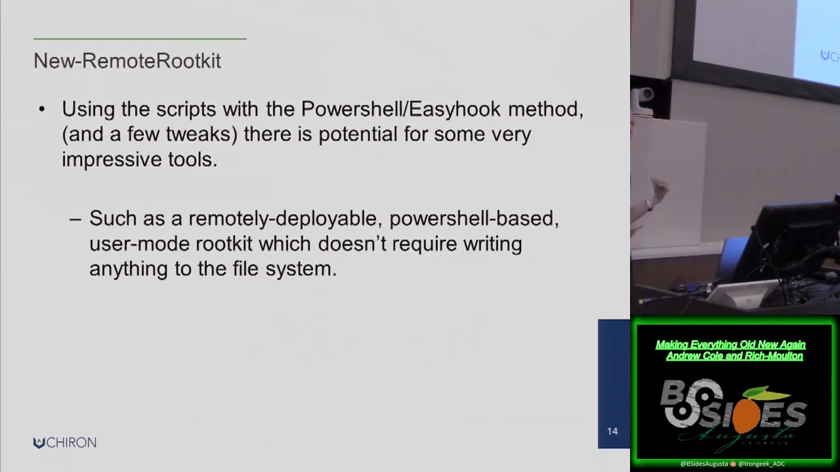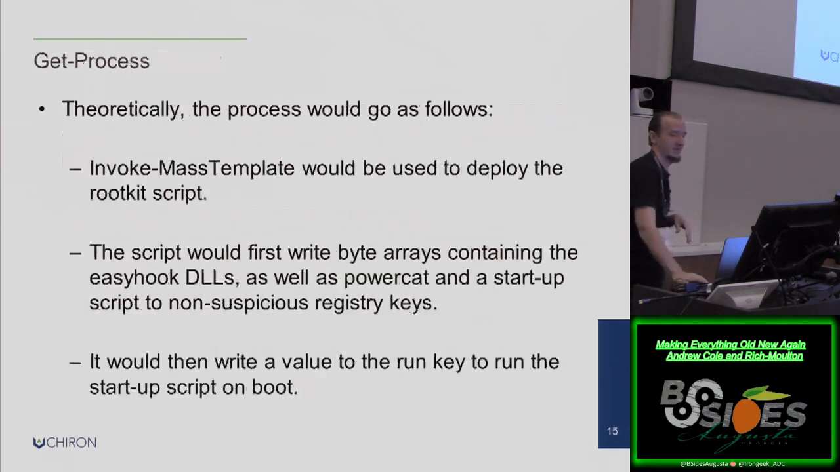So now, combining those scripts and some easy hook methods, you could theoretically create a remotely deployable, PowerShell-based, user mode rootkit that doesn't require anything to be written to the file system. I'm going to do a fair bit of coding, but you can do it. Theoretically, you would use Invoke-Mimikatz as your delivery method. You are going to need some domain credentials in order to make this work. Otherwise, you're not going to have the ability to force the remote box to call back and grab your script.